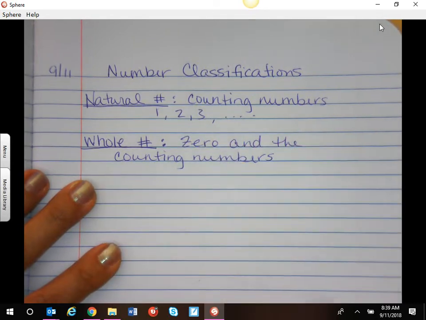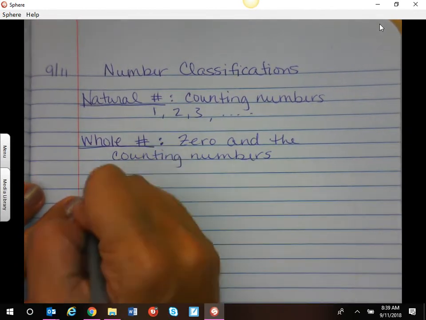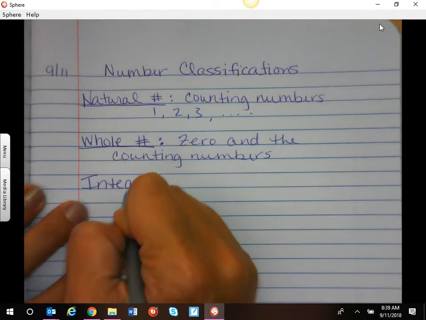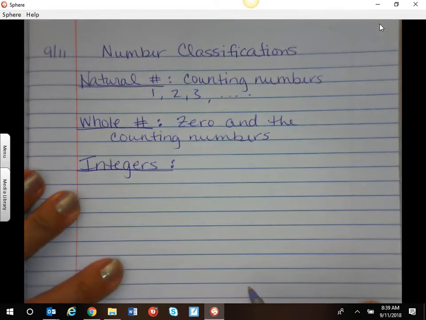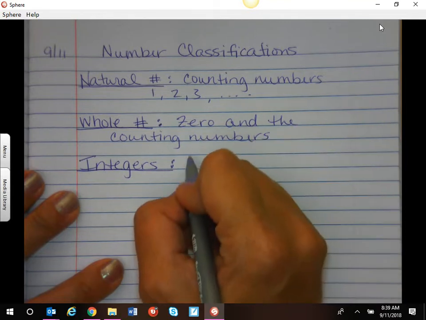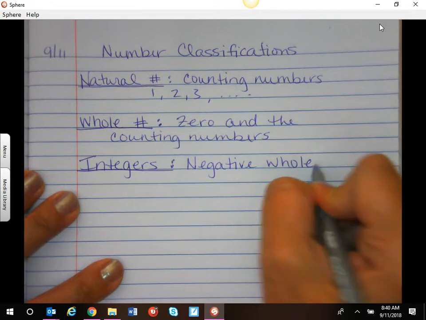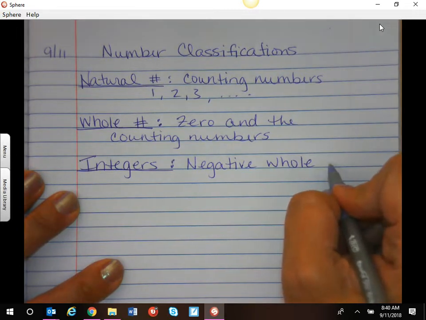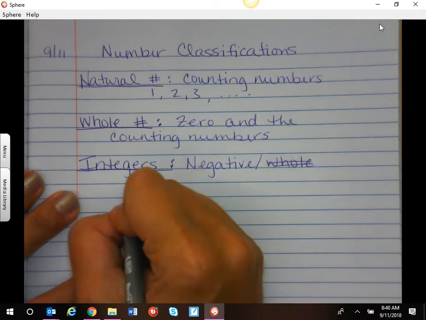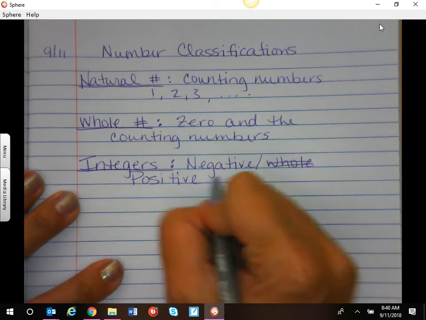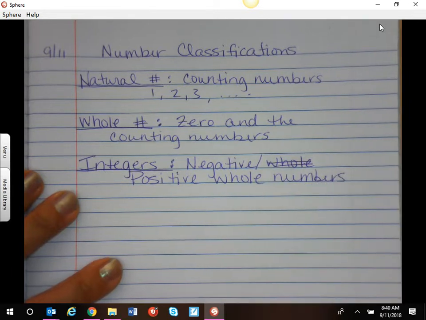I'm going to draw a Venn diagram so you can see how these overlap and work together. Our next number group is integers, and I do believe that based on what some of you told me, you've talked a little bit about integers. So integers are going to be negative and positive whole numbers. And we're going to see where that overlaps so that we can visualize that.